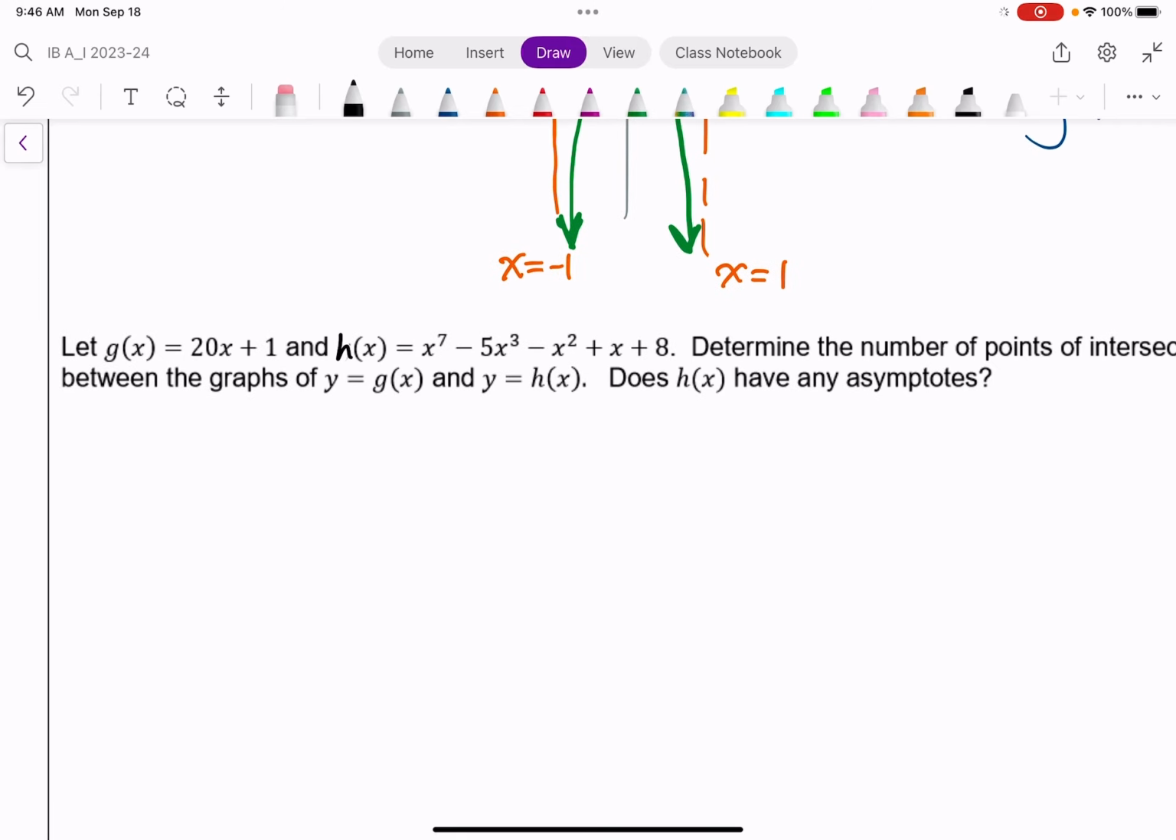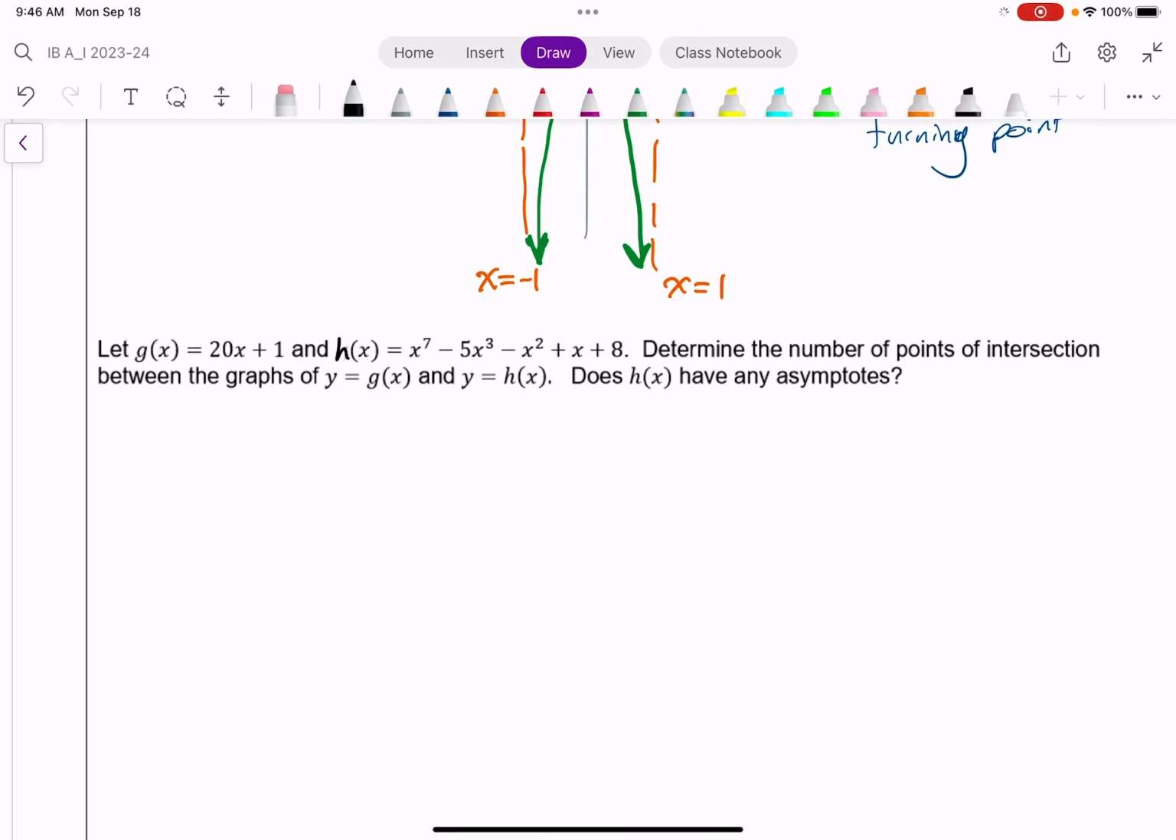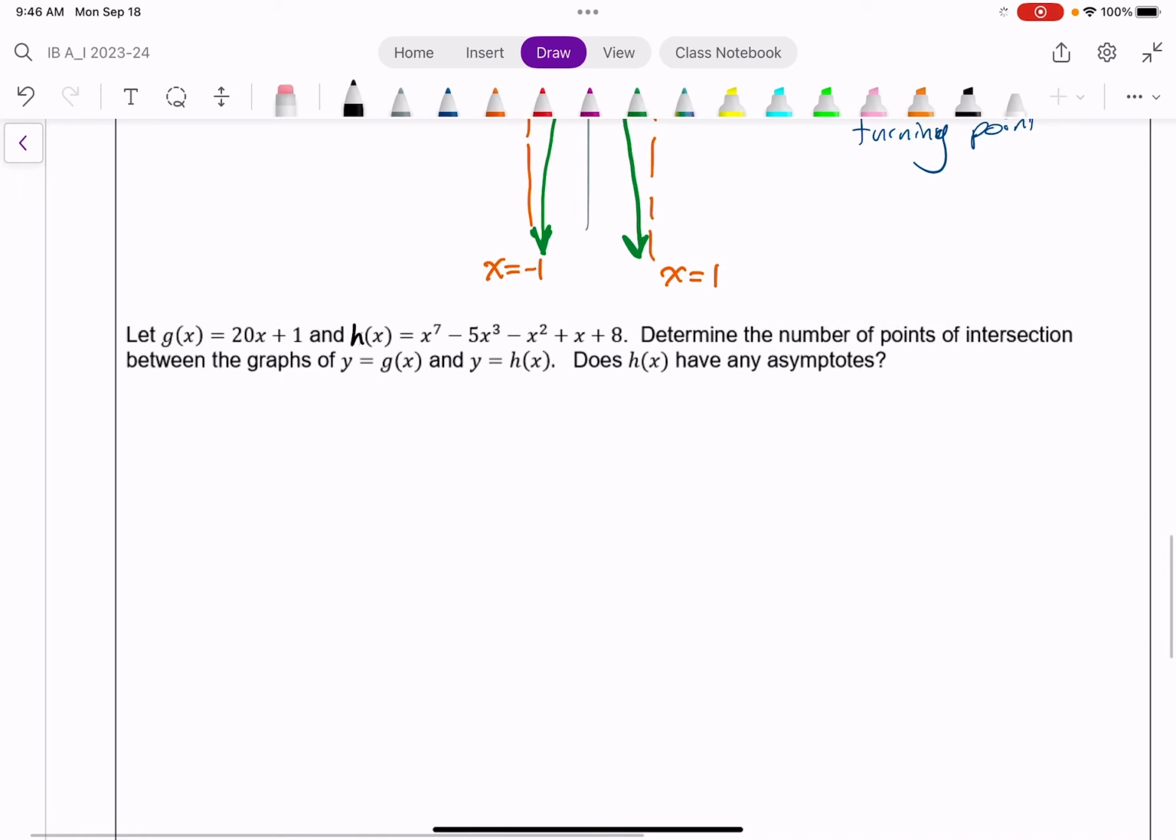There we go. So I have function g and function h. G is a linear function, h is a 7th degree polynomial, we say. Determine the number of points of intersection between the graphs, and does h of x have any asymptotes? So I don't have to sketch anything here. But first I want to visualize these functions.